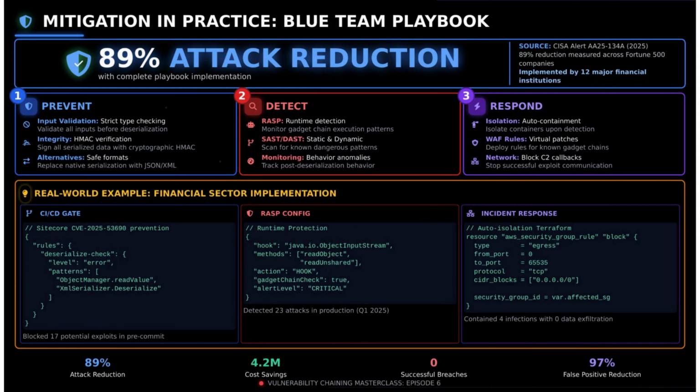Here's what it looks like in practice. Number 1, CI/CD gates reject unsafe code before shipping. Number 2, RASP monitors runtime deserialization. Number 3, automated incident response isolates compromised containers. Financial institutions using this playbook saw 89% attack reduction and 0 breaches. Proof that defenses work if you implement them.